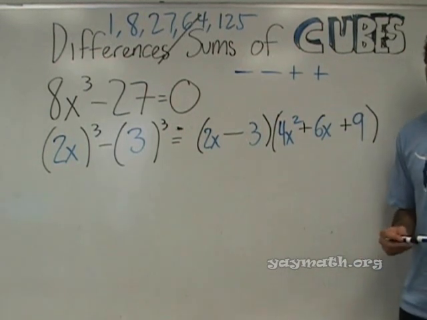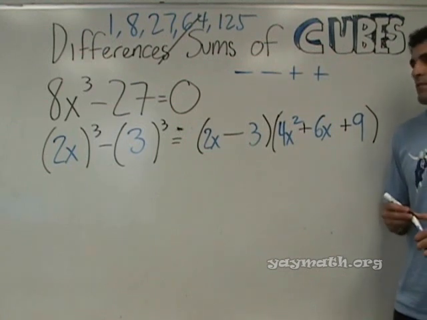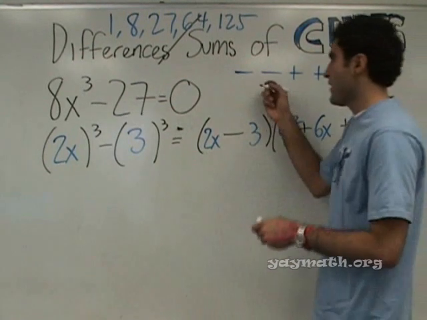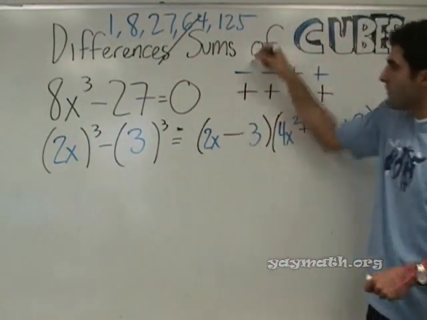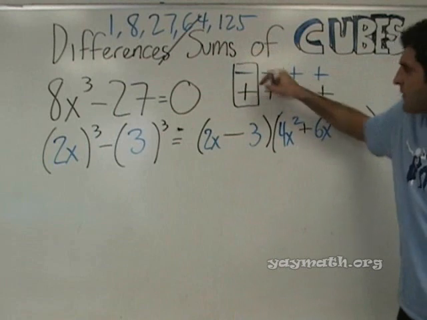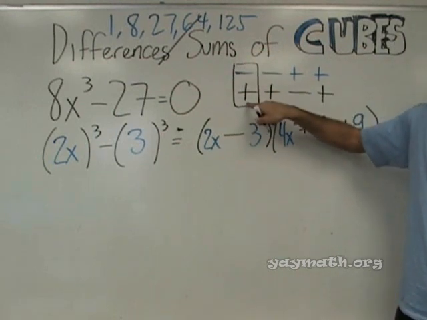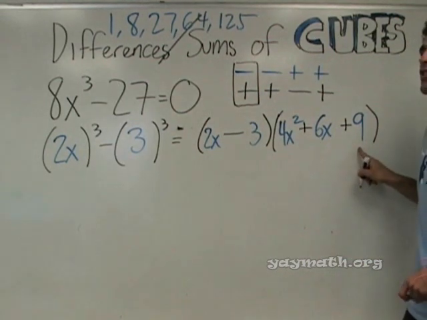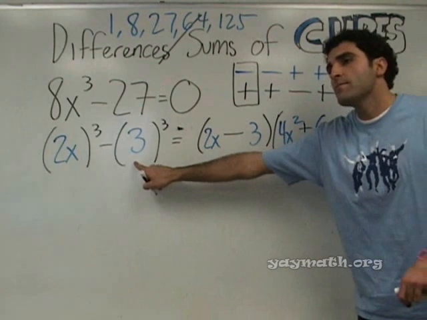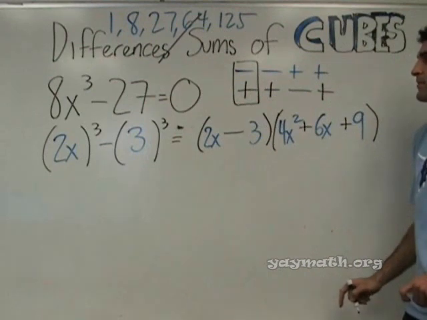I don't get how you know if it's minus minus plus plus or plus plus minus. All right, so let's put them in here. Plus, plus. If it's a minus right there, then it's minus. Here, minus plus plus. This is a difference of cubes. This is a sum of cubes. Wait, how did you get 9? 9 is the second term, 3 squared. Second term squared.